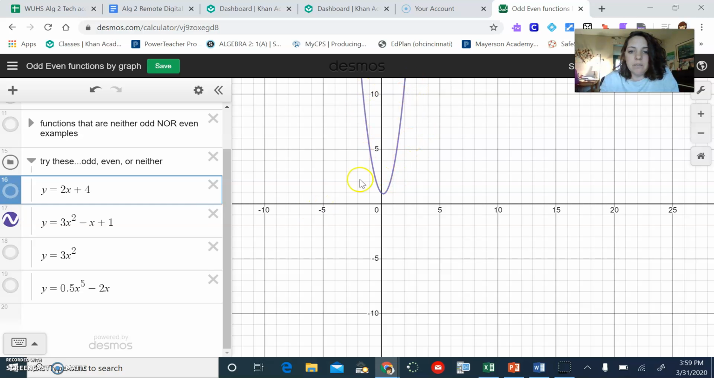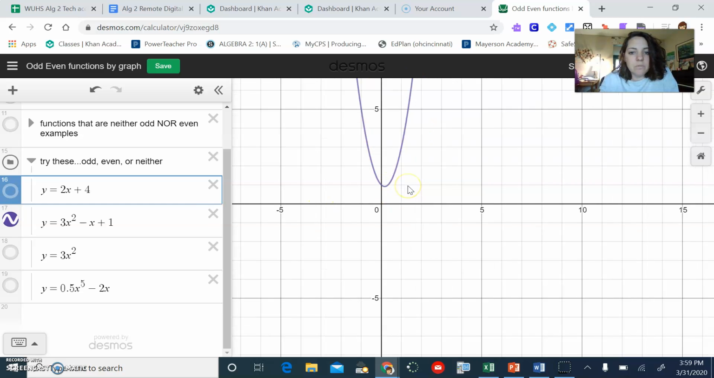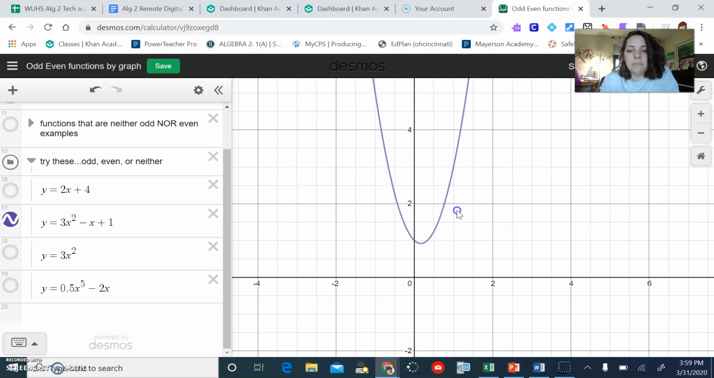All right, is this one, and let me zoom in a little bit, symmetric about the y-axis? Is it a reflection? Is this side perfectly reflected all the way across to this side? So if we look at this point here, it looks like it's at about 1, 3. Is negative 1, 3 the same? Is it on that graph? Sorry, I read that wrong. 1, 3. Okay, if I go over here to negative 1, 3, it's not even on that graph. So nope, that is not even.